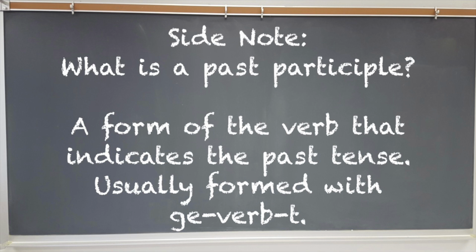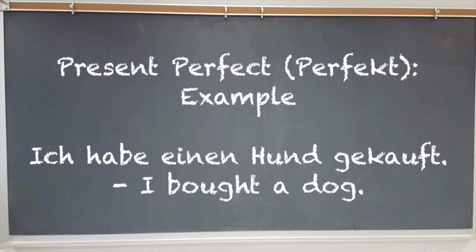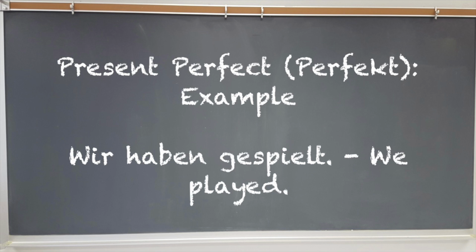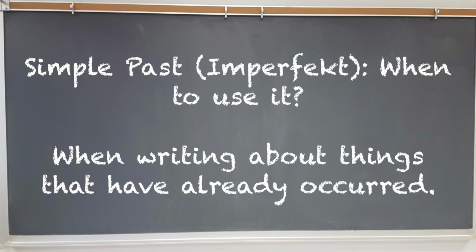But you get the general idea here. Here are a few examples. Ich habe einen Hund gekauft. I bought a dog. Wir haben gespielt. We played.